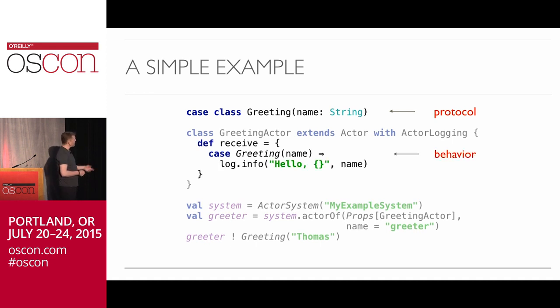The next thing to focus on is the behavior. The behavior in Akka is defined using a receive block. Receive basically is just a way of defining what to do when you receive different messages. So in this case, when it gets the message greeting, it's going to print out a log message that says hello, whatever the name was that's in the greeting.